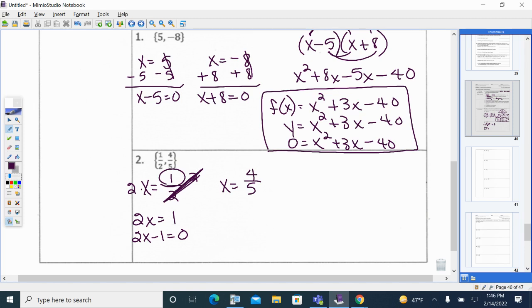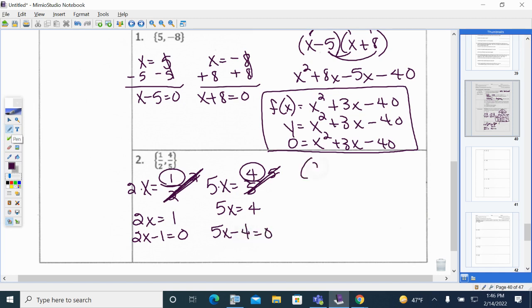We're going to do that same process for x equals 4/5. The denominator is 5, so I'm going to multiply by 5 on both sides of my equation. And I get 5x equals 4. Now subtract that 4, and you get 5x minus, not a 5, 4 equals 0.